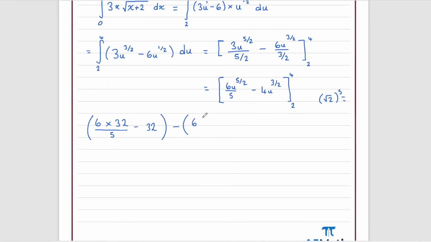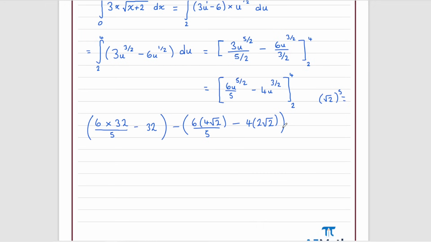Okay, so I've got 6 lots of 4 root 2. Obviously, you could just do this on your calculator. I am just doing it kind of off the top of my head. Then we divide that by 5. Then we've got minus here. So 4 lots of 2 to the power of 3 over 2. For the square root of 2 again, we then cube that. So that's 2. And we times that by root 2. So that's minus 4 lots of 2 root 2.